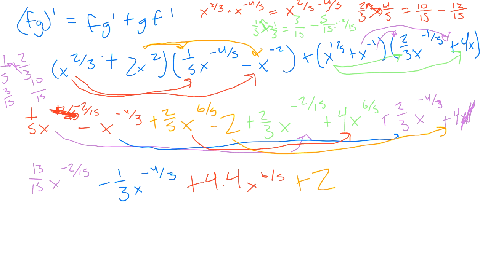So this is just going to be equal to d over dx of the cube root of x squared plus 2x squared times the 5th root of x plus 1 over x. But let's actually go ahead and try something else. Since this one was kind of a lot of work, let's try another method to solve this.